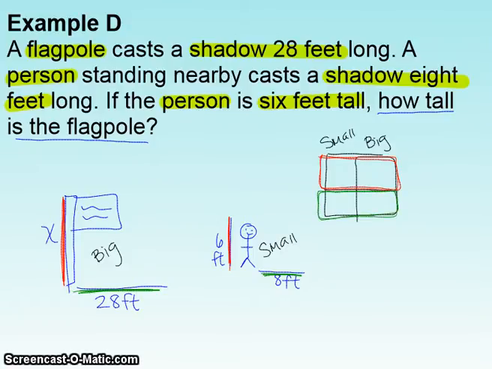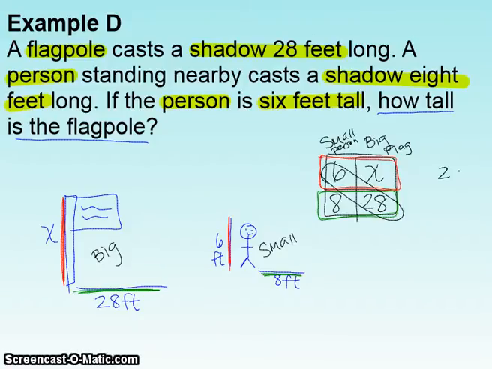Now all I have to do is fill this in. So what I have to fill in is my small red one, which is my person. So I could also have labeled this person and flagpole. My small person is going to be 6 on my red, my height is 6, and then my big or my flagpole, my x was red. And then my small person, the green was 8, and then my big or the flagpole and my green was 28. So let's go ahead and cross multiply.